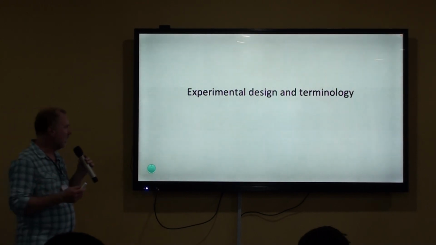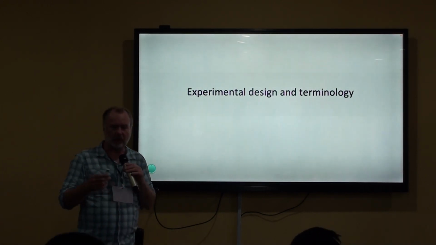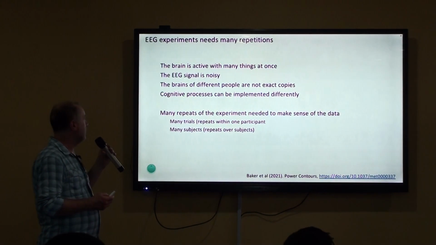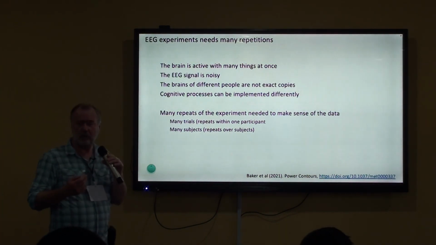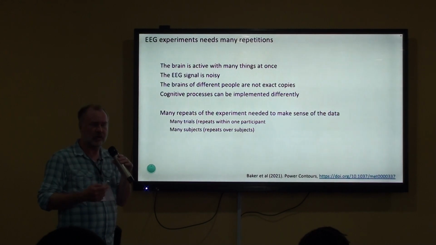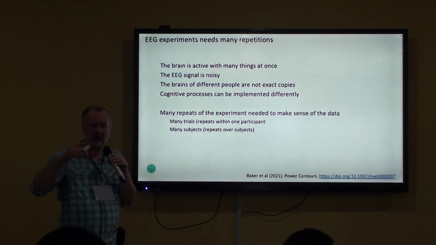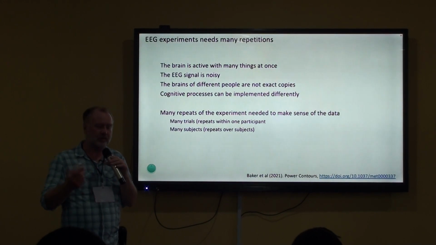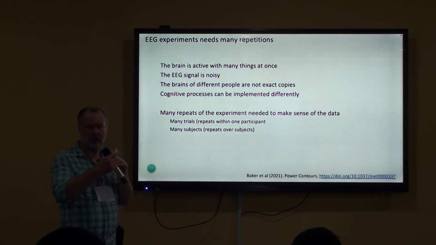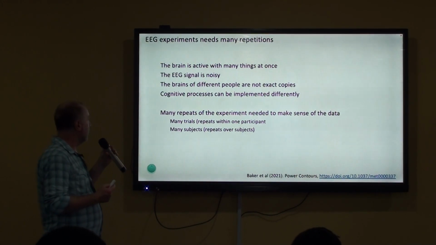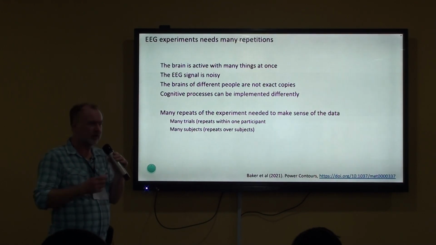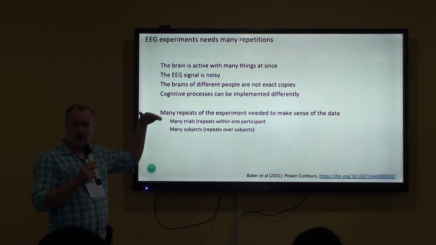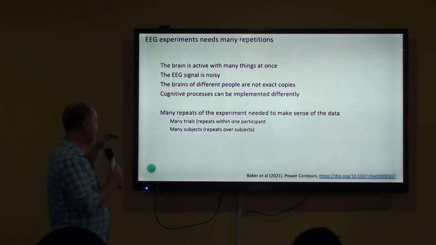So let's go a little bit into experimental design and terminology. Here I'm repeating what Mikkel already explained on Monday. The brain is active and the brain is doing many things at the same time. So there's always this overlap of spontaneous brain activity, thinking about what we had for breakfast, at the same time as listening to the presentation, looking at the screen. And the EEG signal is very noisy. So we have to deal with that noise and we have to deal with the spontaneous brain activity.